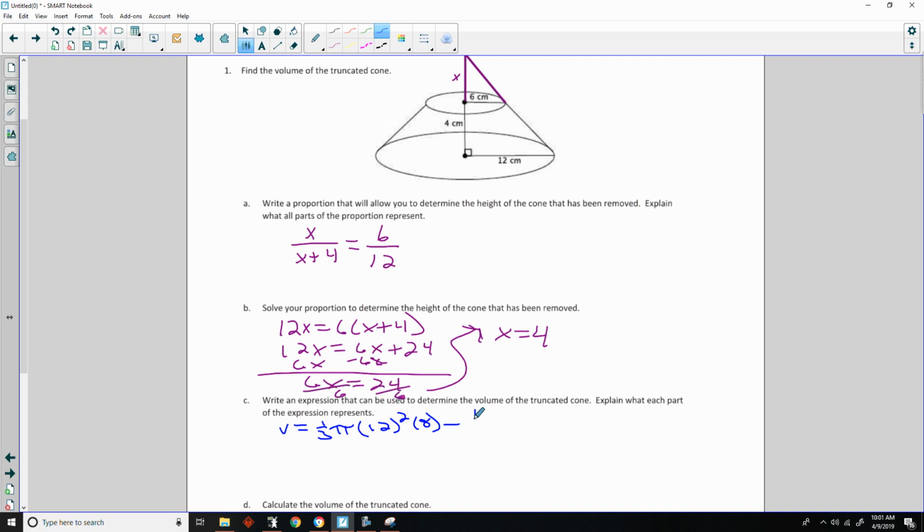Minus 1/3. So this blue portion, let me change colors for this portion. The blue portion is the whole thing with the cone on top that's not cut off. And I will do this portion in purple, which is this top piece here. So it's minus 1/3 pi times the radius, which is right here, 6, squared times the height of the little one, which is 4. Okay, so there's our formula.